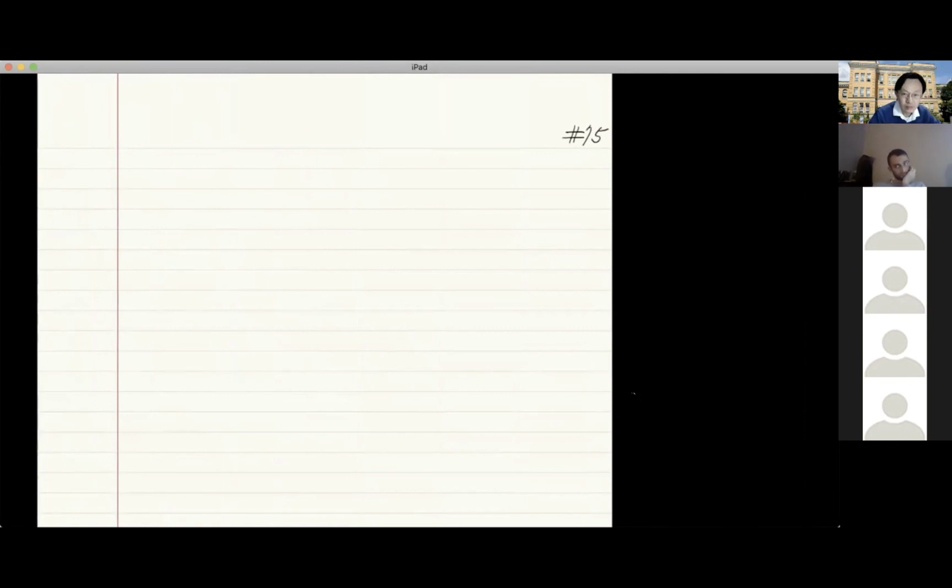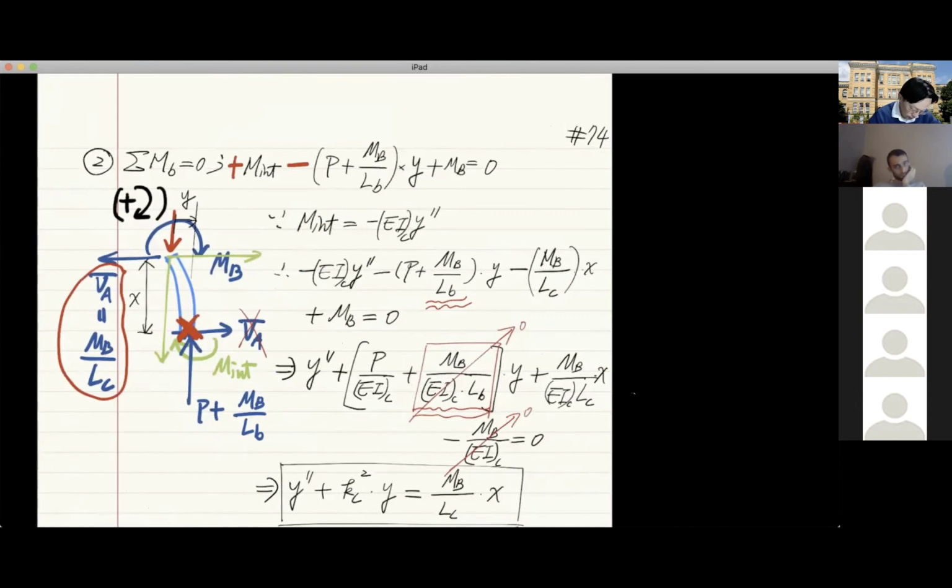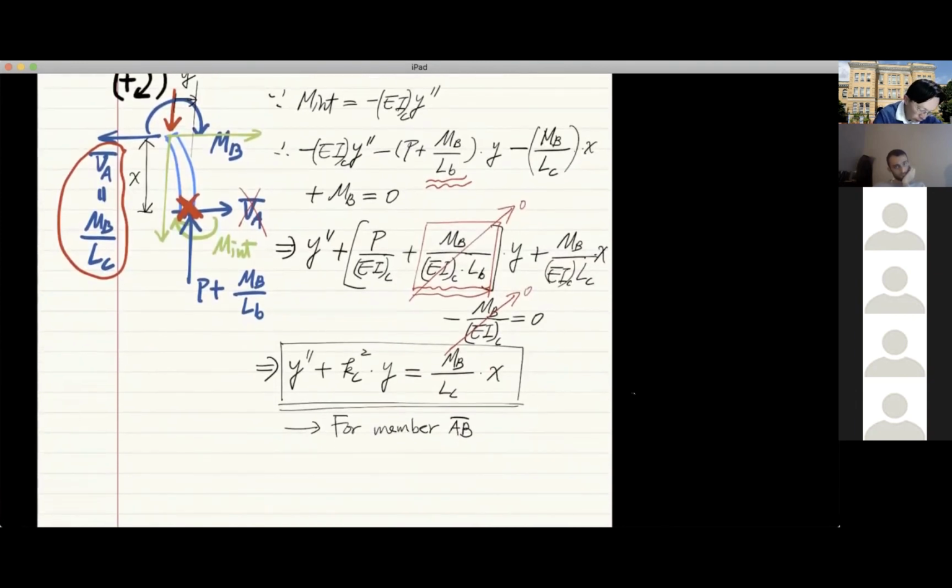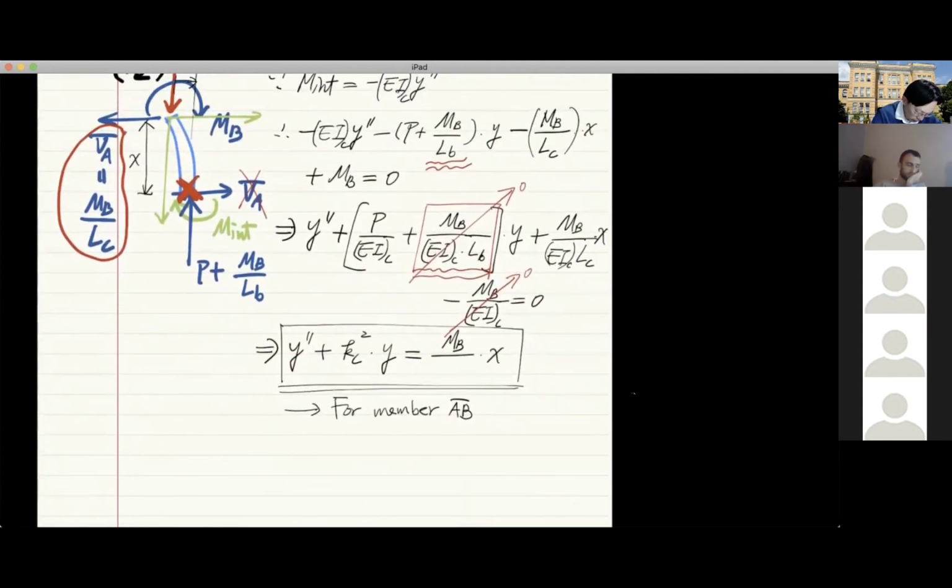Professor, can you just go back for 1 second? Yeah. Actually, I missed the EI. Now I just noticed this. Everything will be divided by EI. So this should be EIC over LC. And kc square is P over EIC. That means it's only the properties for the column. Here, member BC is the column. I will just use member here.